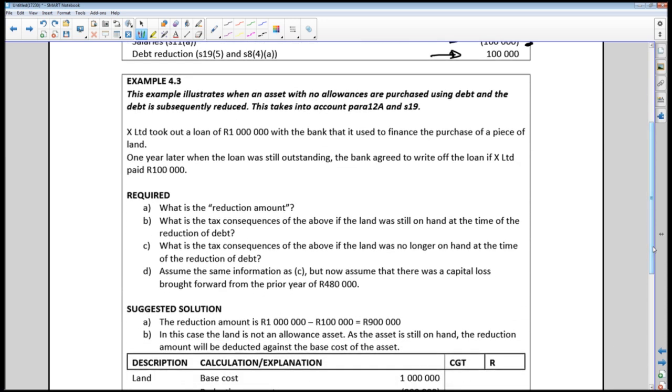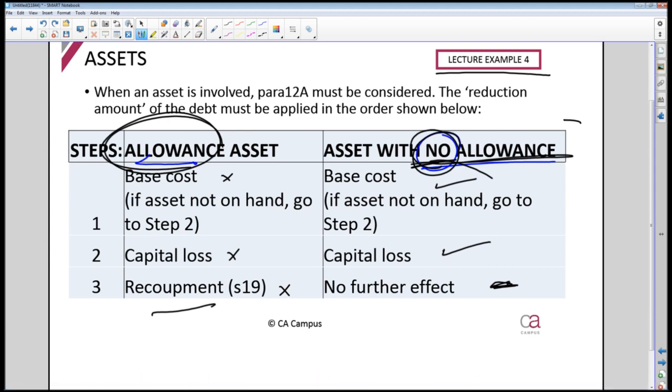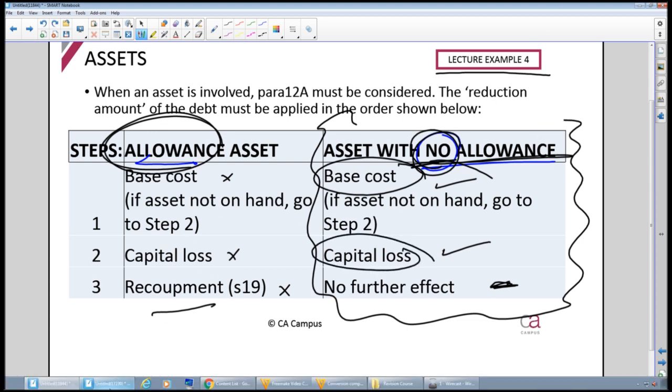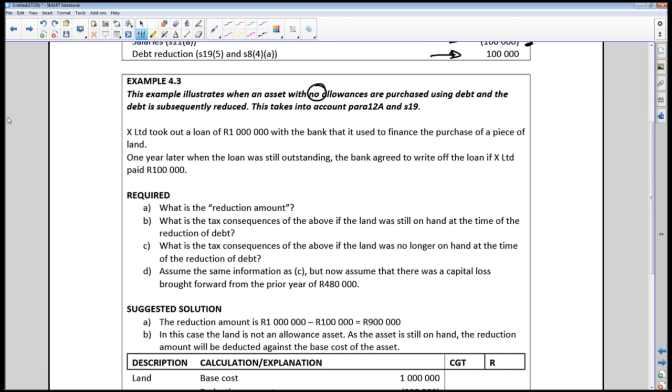All right, and then example 4.3. So this example illustrates an asset with no allowances and what happens then. So just to remind you, if the asset has no allowances, we're going to be following this information here. We're first going to reduce the base cost, then the capital loss, and there will be no further effect if anything else is lost.